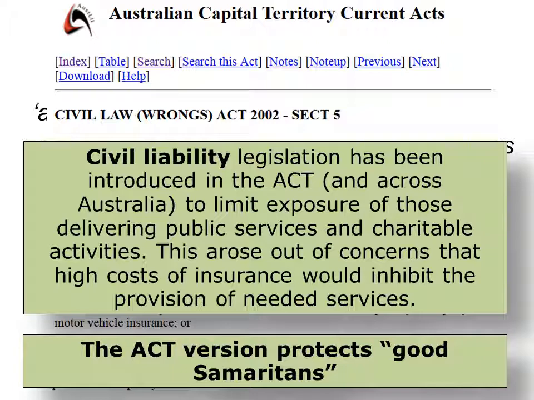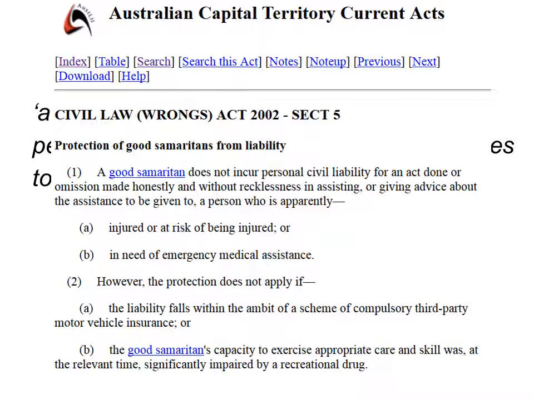Civil liability was that big an issue that they brought in specific legislation for that sort of thing. The Civil Law Wrongs Act of 2002, I'm looking at the website here, says that Good Samaritans are protected from liability. You'll see that part of the act there, this is the direct copy from the website, has got a hyperlink, it's underlined and it's in blue. You can click on that because part of how the acts work is they define what they mean by Good Samaritan. We'll get to that in a moment.